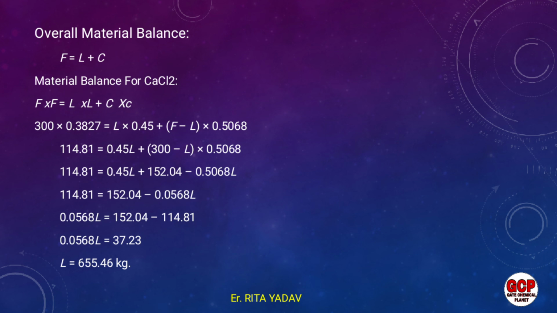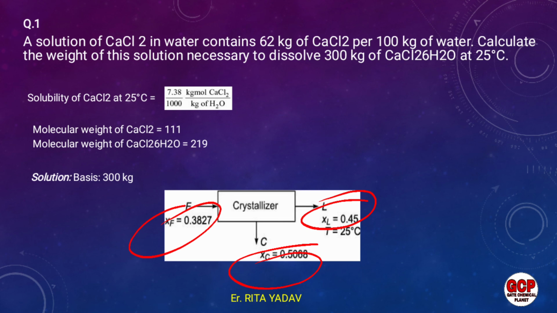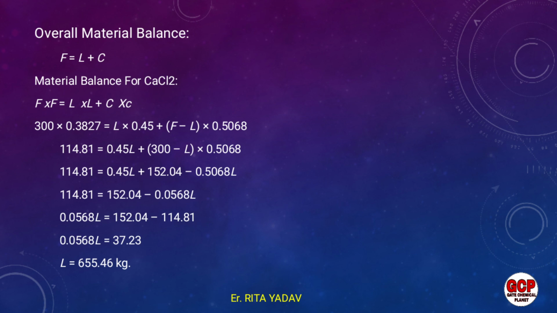For overall material balance, we can write down F equals L plus C. Now we will apply the component balance for calcium chloride, which is the solute balance. So we can easily write F into XF equals L into XL plus C into XC. So we have all the values now. We have F value, which is 300 kilograms given. XF we have calculated already, 0.3827. We don't have the value of L. Okay, and we can easily replace C with the help of F minus L.